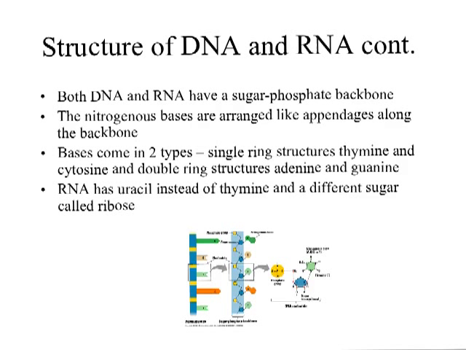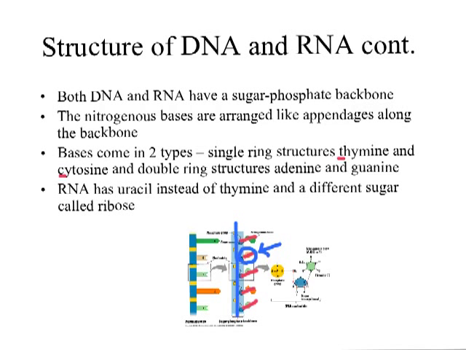Now the nitrogenous bases are kind of like little arms or appendages along the backbone. So if we say this is the backbone of it, we've got a bunch of these little nitrogenous bases that stick out from it, like little arms. Now, bases can come in 2 types. We can have the single ring structures of thymine and cytosine. So those are our T and our C as our single ring. You can't quite see it behind it, but there's only one ring behind there.